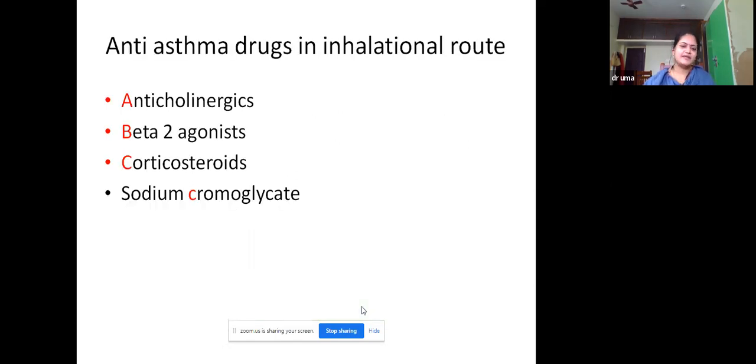And the anti-asthmatic drugs which are given by the inhalation route, you remember as A, B, C. A, anticholinergics; B, beta-2 agonists; C, corticosteroids and sodium cromoglycate. These drugs can be given by the inhalational route.